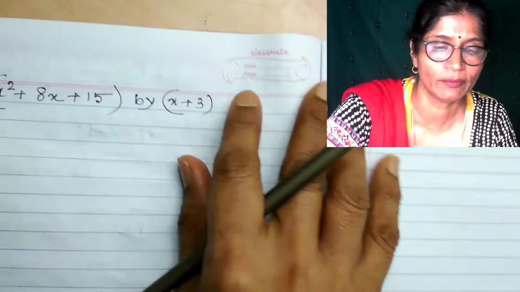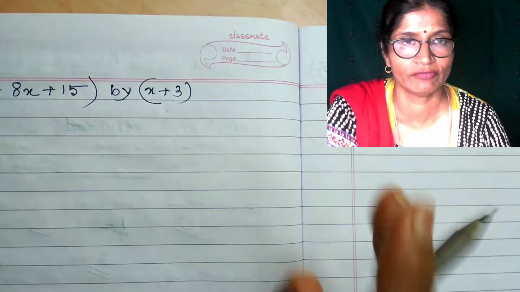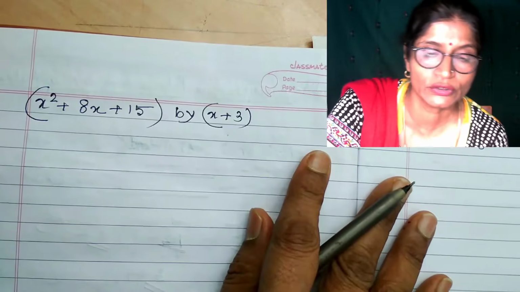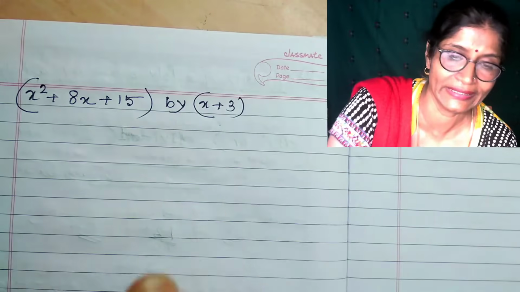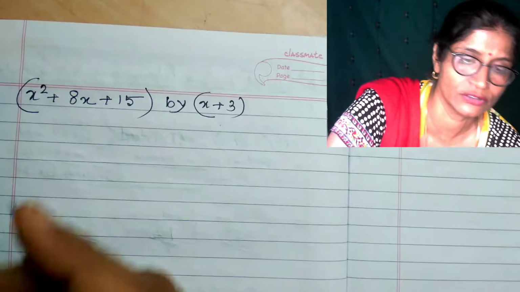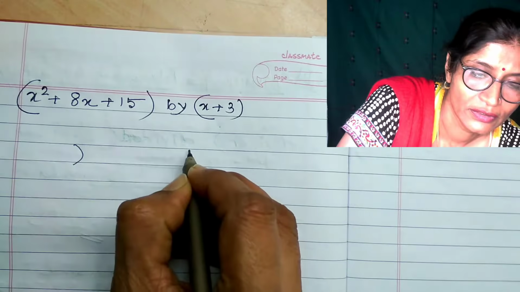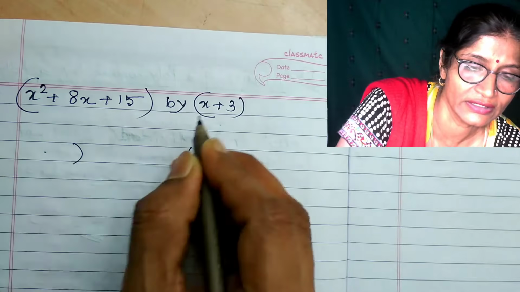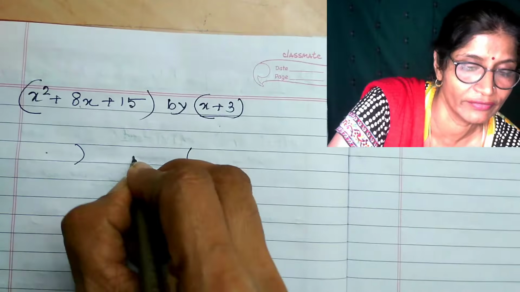Now see here the polynomial divided by a polynomial. First we will use the long division method. Like that I will write all the terms here. Long division method means, this side I will write the divisor, that is x plus 3, and this side I write the dividend.